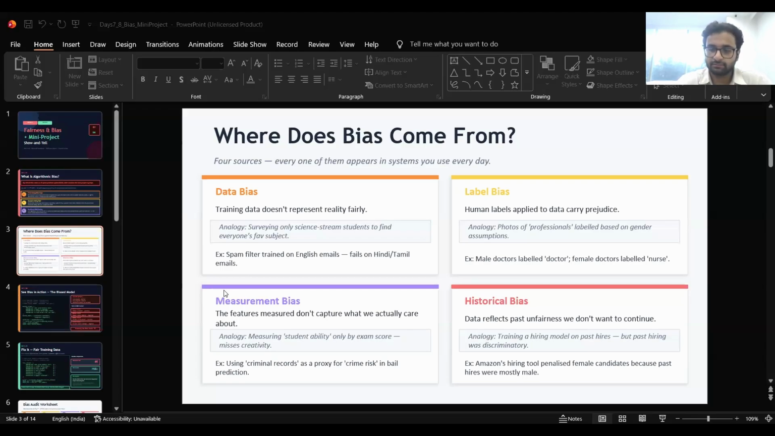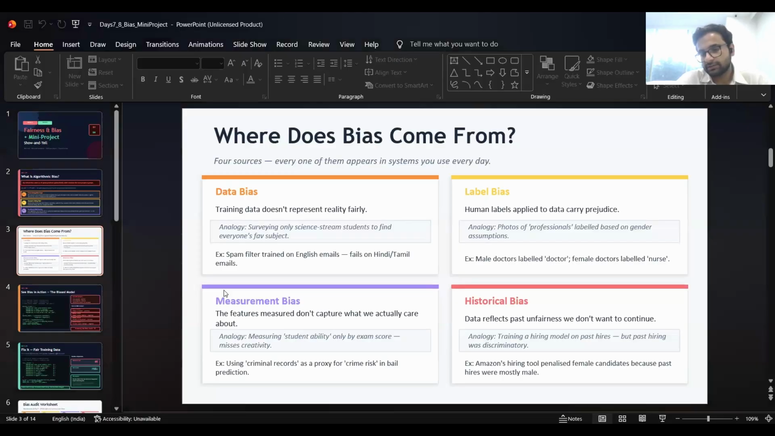So the same Amazon example, okay? It tried to reject female candidates because it was trained on male resumes more. So this is a very easy and simple real world example.